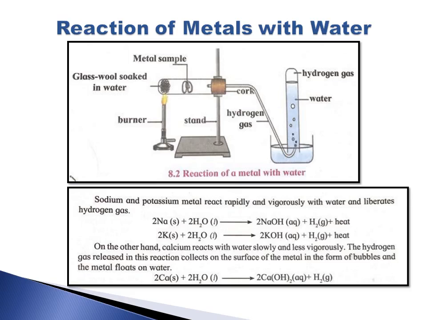Here you can see in the diagram the reaction of metal with water. A metal sample is reacted with the glass wool soaked in water, and during this reaction hydrogen gas is given up. Sodium and potassium metals react rapidly and vigorously with water and liberate hydrogen gas. See the reaction, sodium plus water giving sodium hydroxide plus hydrogen gas, as well as heat is given out during this reaction. Potassium plus water gives potassium hydroxide plus hydrogen gas and heat is liberated.